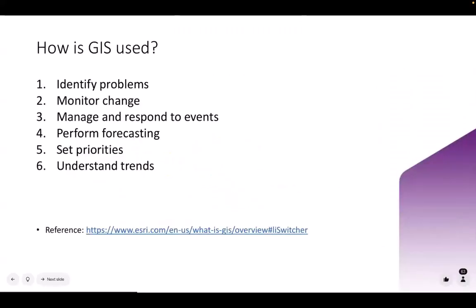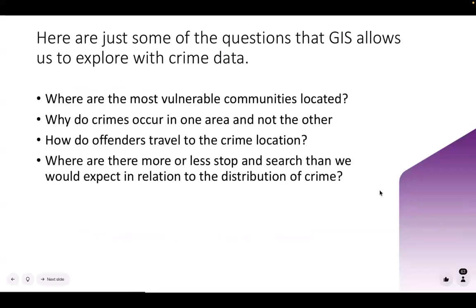So, how exactly is GIS used? Well, Esri defined 6 points for how GIS is used. These are summarized in identifying problems, monitoring change, managing and responding to events, performing forecasting, setting priorities, and also understanding trends. So let's think of a few questions that GIS allows us to explore with crime data. We're going to adopt this kind of crime lens, and take these research questions and understand why GIS is used to explore crime data.